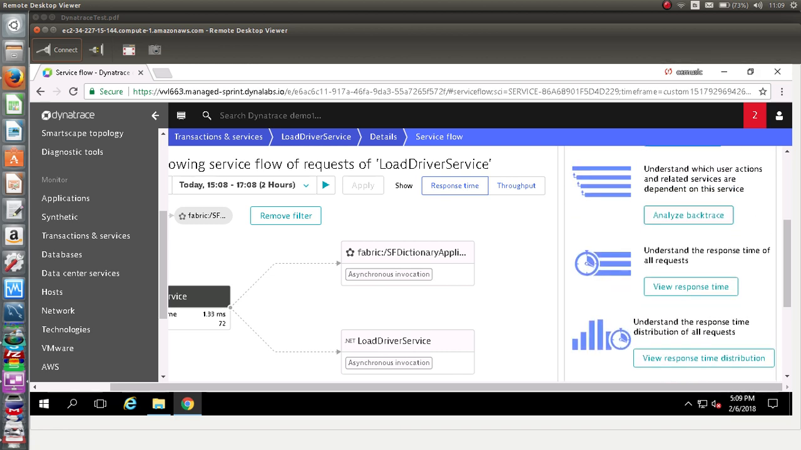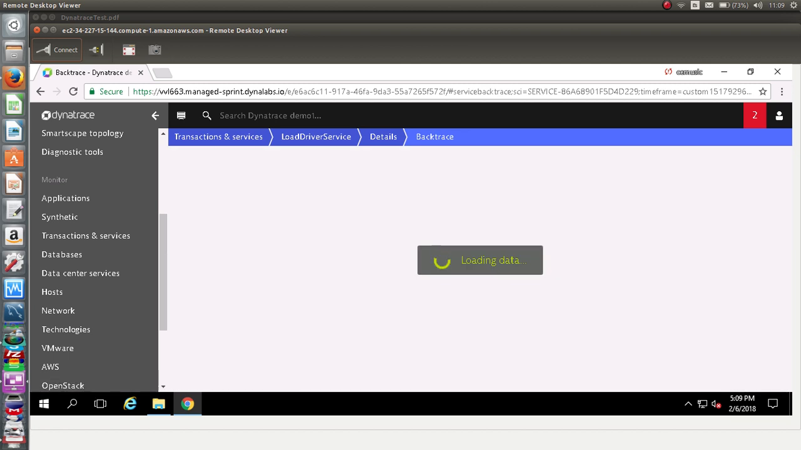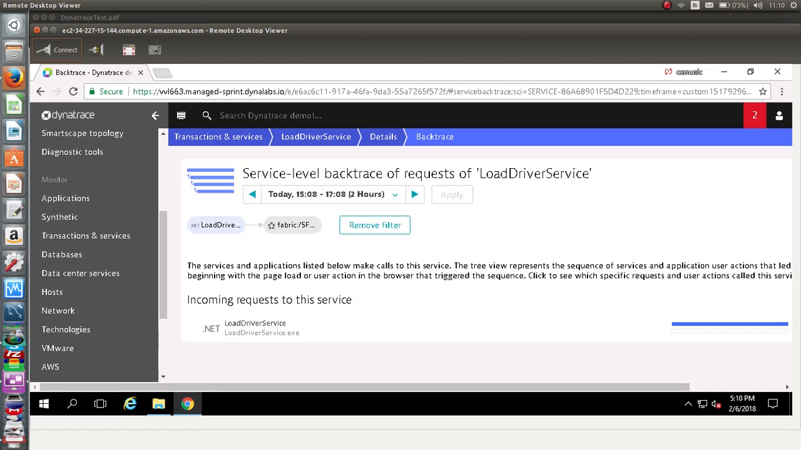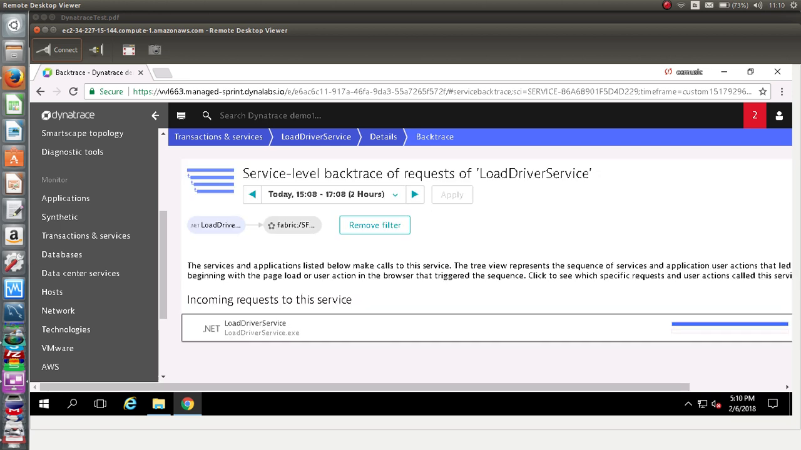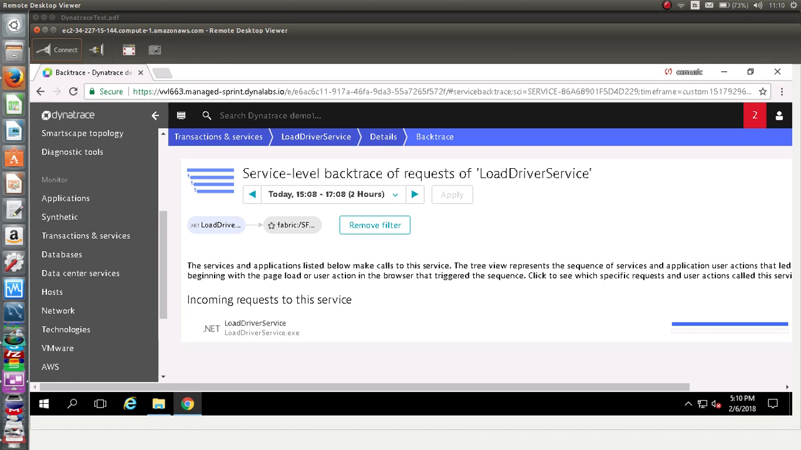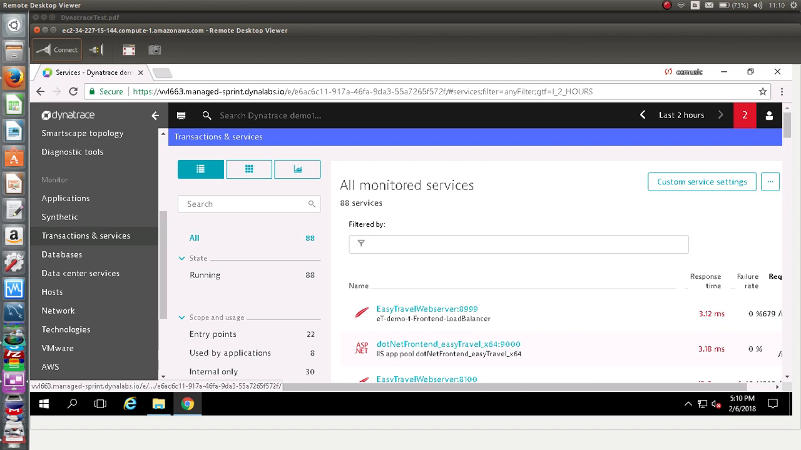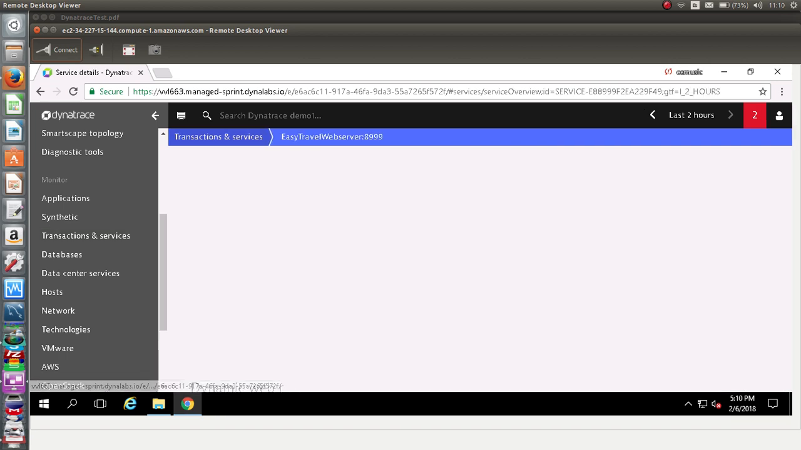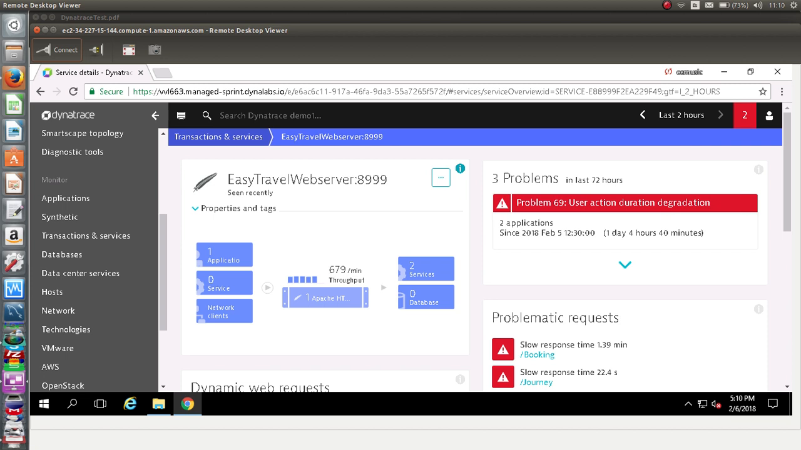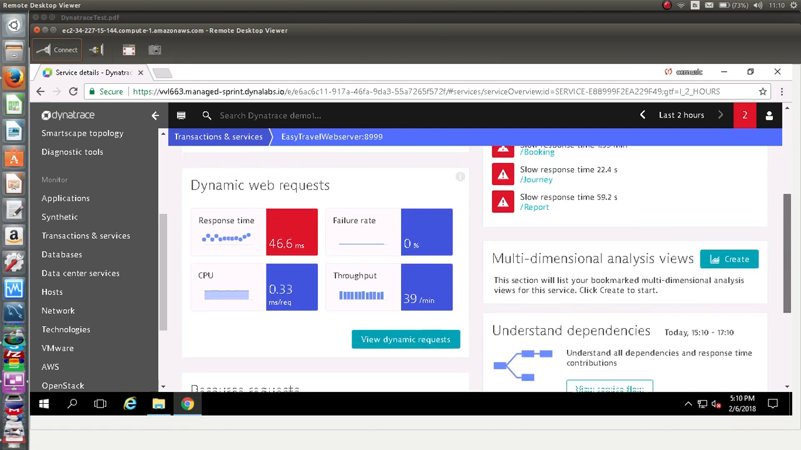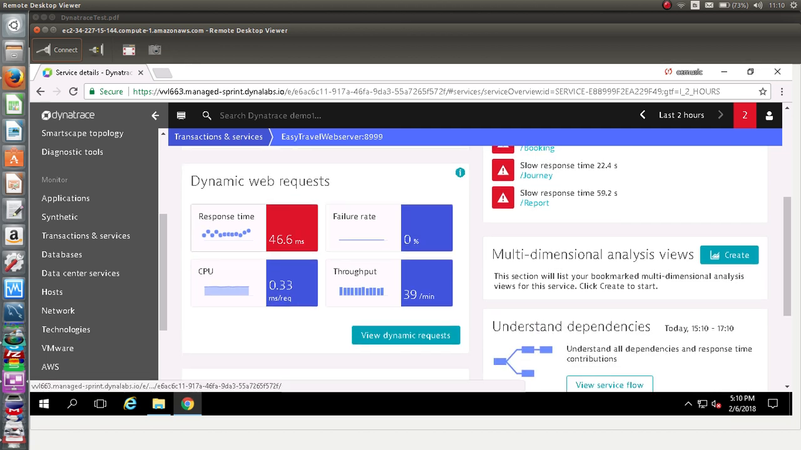Also, we can see the backtrace of this service, and see who is calling the load driver service. Okay, we can try with another service and see that we have this Easy Travel web server, which has a user action duration degradation. Okay, the problem it has is that the response time is climbing up.